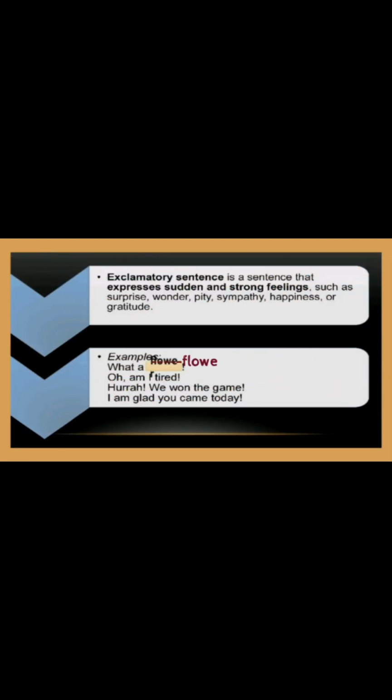Another kind of sentence is the exclamatory sentence. An exclamatory sentence is a sentence that expresses sudden and strong feelings, such as surprise, wonder, pity, sympathy, happiness, or gratitude. For example, what a flower! Oh, am I tired? Hooray, we won the game. I am glad you came today. In these sentences, we also find an exclamatory mark or the mark of exclamation.